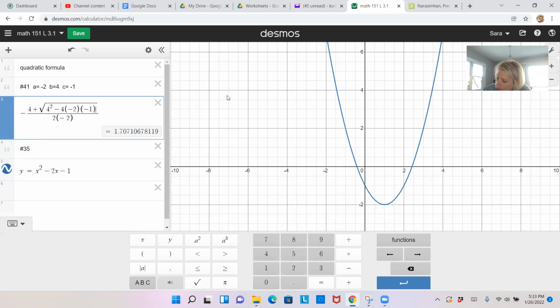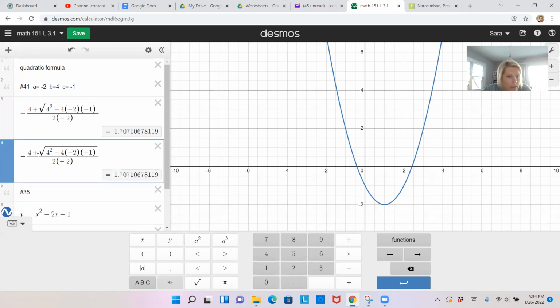It comes out to be negative 1.707. And then I'm going to hit enter. And I'm going to go up here and copy all this, the whole thing, including the negative. So copy and then go down here and paste. And the only thing I'm going to change is up here, it's going to be a minus 4 subtracting. So that's my other x-intercept, 0.293.